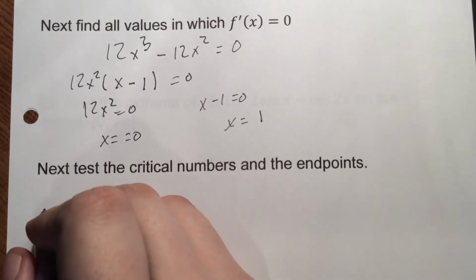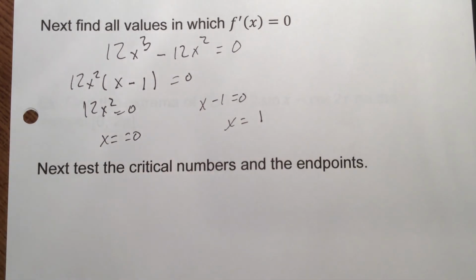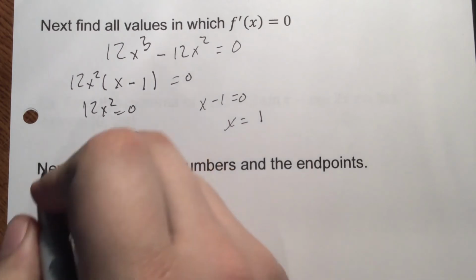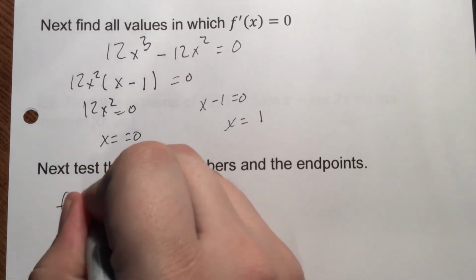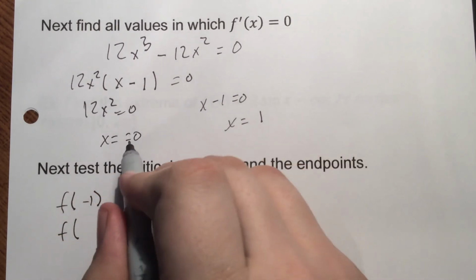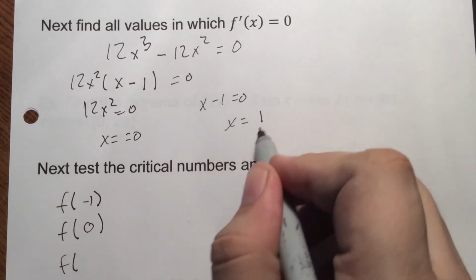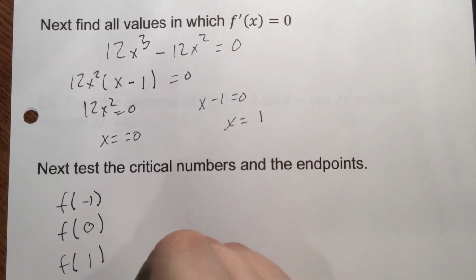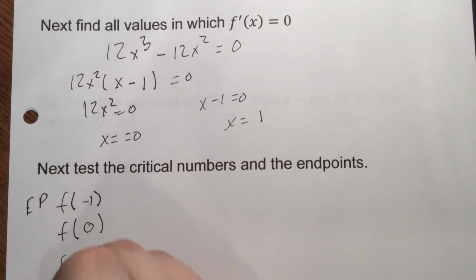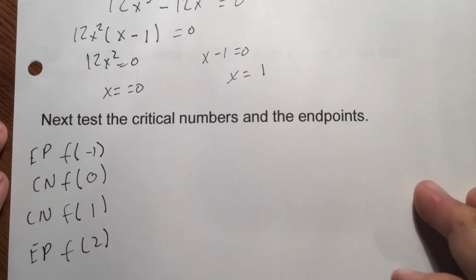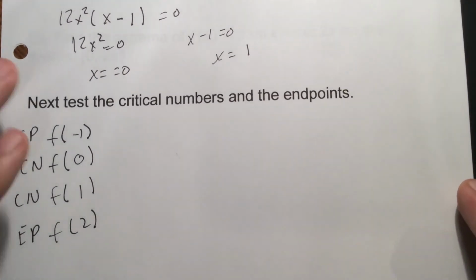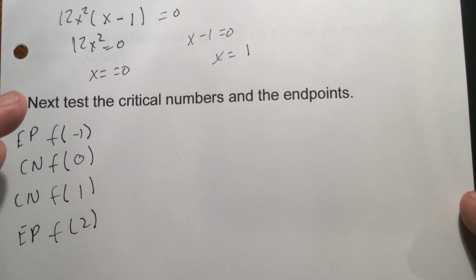So we're going to put that back into the original. So f of, well, our one endpoint is -1. Then we have 0, 1, and our other endpoint would be at 2. So endpoint, critical number, critical number. So that's what we're testing here: our endpoints, which were at -1 and 2, and then our two numbers that we got when we found where it's equal to 0, which are 0 and 1.